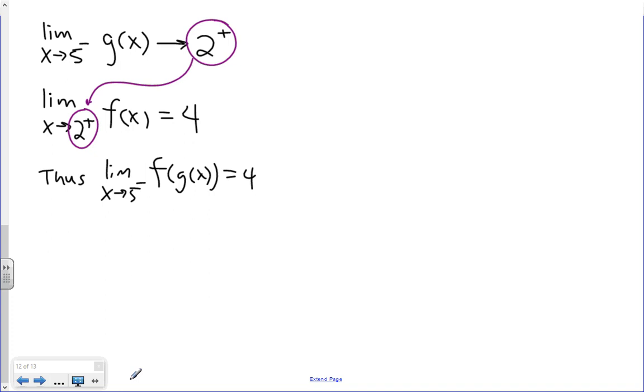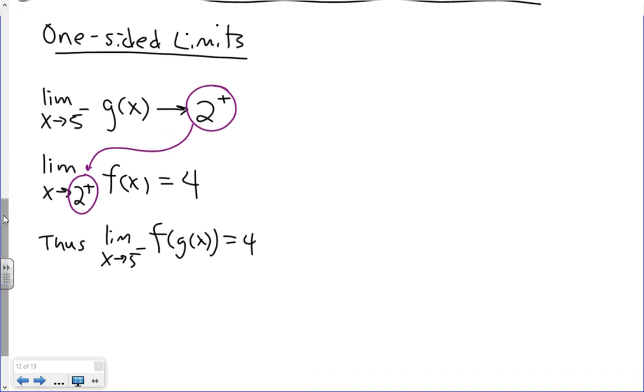All right. Now that's only one half of the story. It's a one-sided limit. So let's take a look at what's happening on the other side. Obviously, I want the limit from the left side and the right side to be the same, and then that will be my limit. Or if they're different, then the limit won't exist. But I've got to consider both sides here. So now let's consider the right side. The limit as x goes to 5 from the right side of g of x.